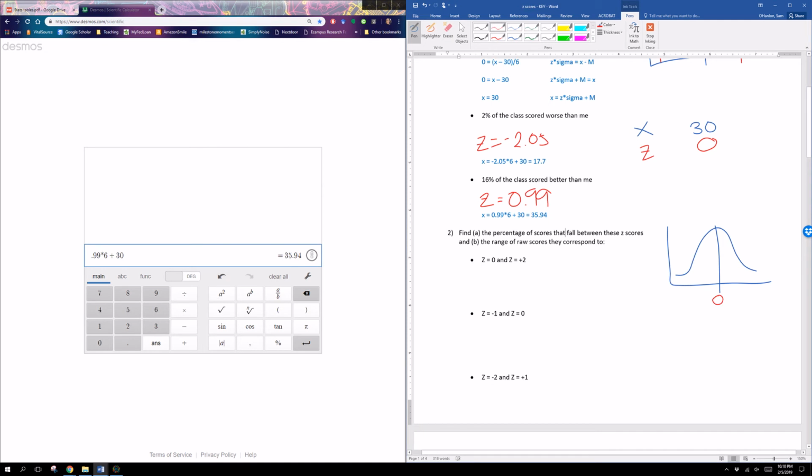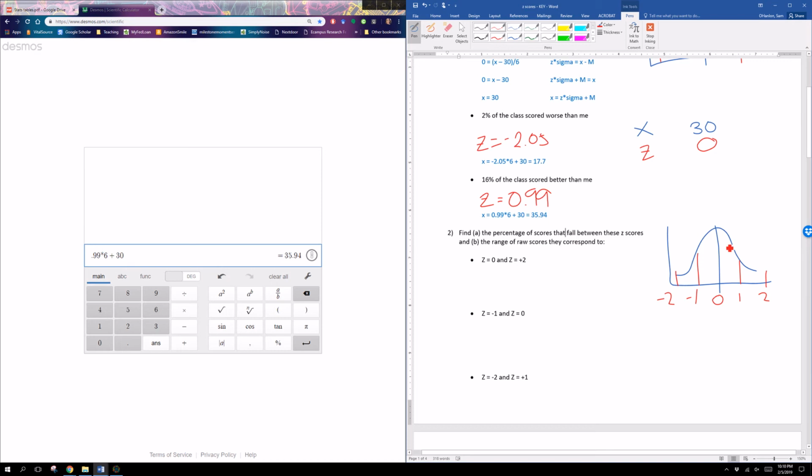Okay, so I'm starting with z-scores because that's what we have in the problem. As you can see, these are all whole numbers, so I'm just going to draw those on there: 1, 2, minus 1, and minus 2. Okay.